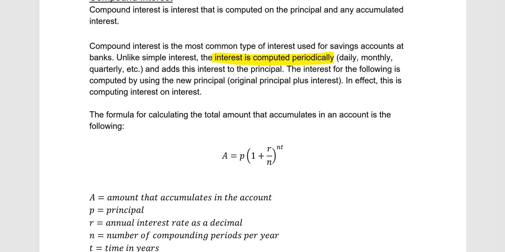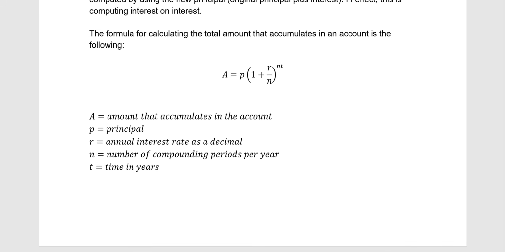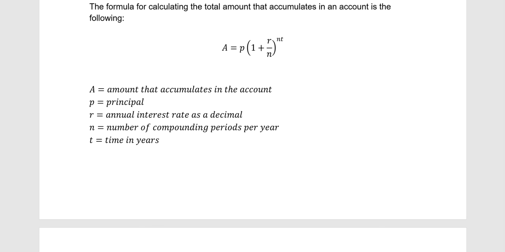And the formula that we're going to be using for this is right here. It's A equals P times (1 plus R over N) raised to the NT, where A is the amount that accumulates in the account. It's essentially the total amount. P is the principal. R is the annual interest rate as a decimal. N is the number of compounding periods per year. And T is the time in years.